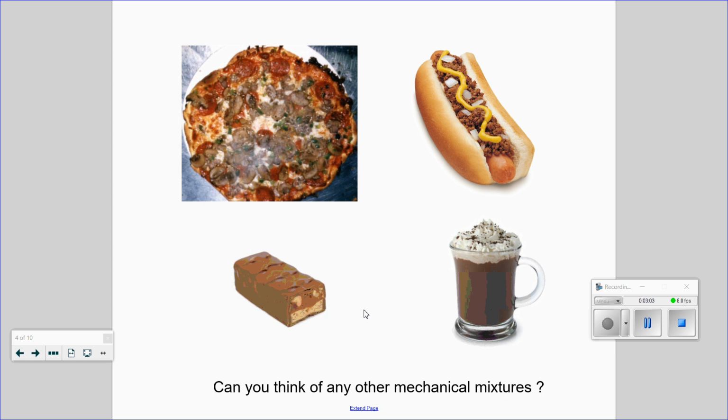When I finish speaking, put the video on pause so you can jot down at least 2 other mechanical mixtures that you see or you can think of. All right, let's carry on.